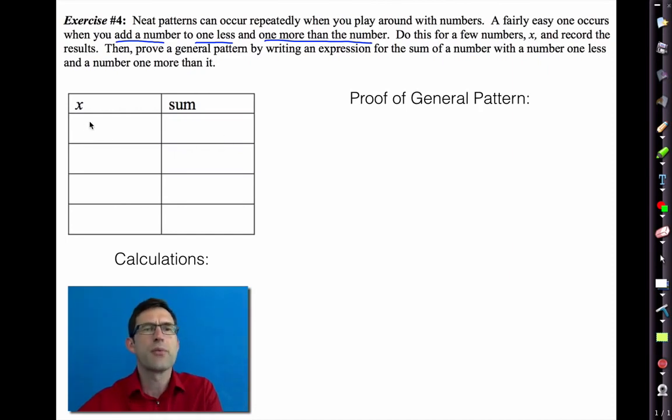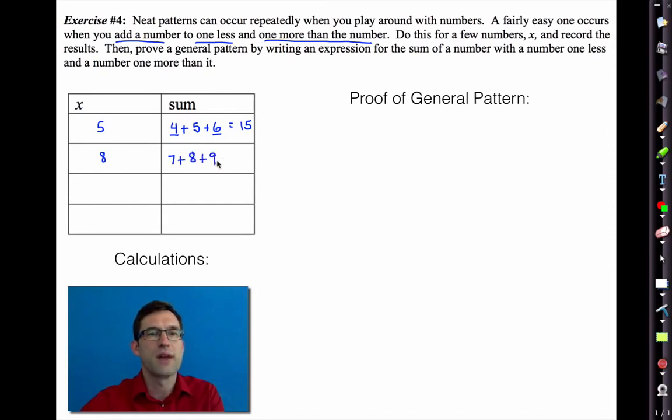So watch, let's grab a random value of x. Let's go with 5, okay? What we're looking for is 4 plus 5 plus 6, right? A number one less than it, a number one more than it. 4 plus 5 is 9, plus 6 is 15. Let's go with a different number. Let's go with, I don't know, 8. So then we'll have 7, a number one less than it, plus 8, plus 9, a number one more than it. 7 plus 8 is 15, plus 9 is 24.